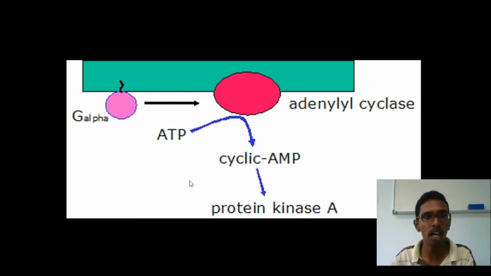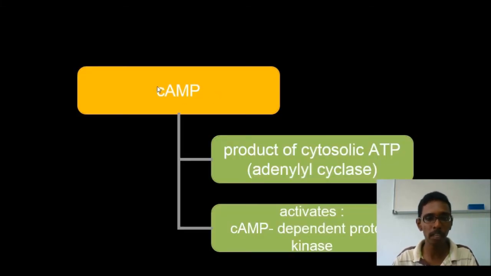cAMP is a product of cytosolic ATP molecule, which is catalyzed by a membrane enzyme called adenylyl cyclase. cAMP activates cAMP-dependent protein kinase, which is known as protein kinase A. Basically, cAMP is a product of cytosolic ATP, which is catalyzed by adenylyl cyclase, and it activates cAMP-dependent protein kinase.